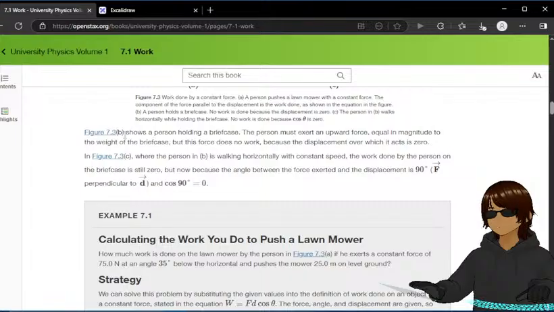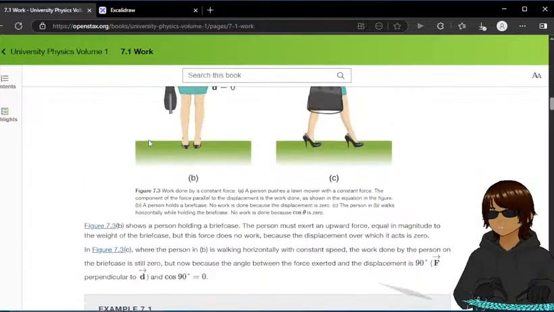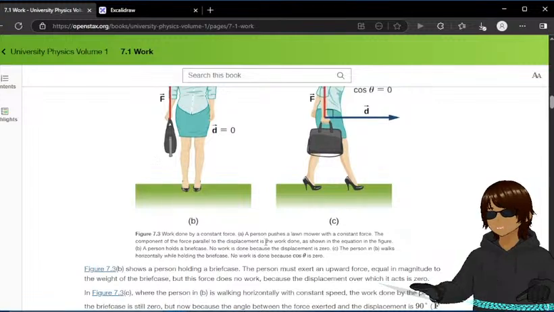Figure 7.3b shows a person holding a briefcase. The person must exert an upward force equal in magnitude to the weight of the briefcase, but this force does no work, because the displacement over which it acts is zero.